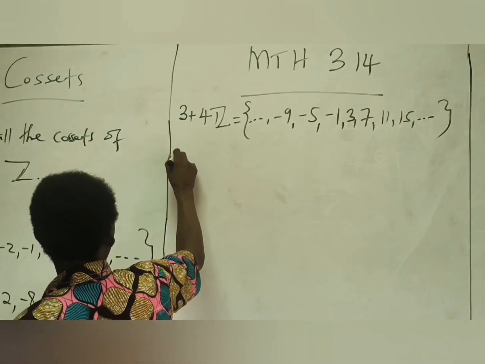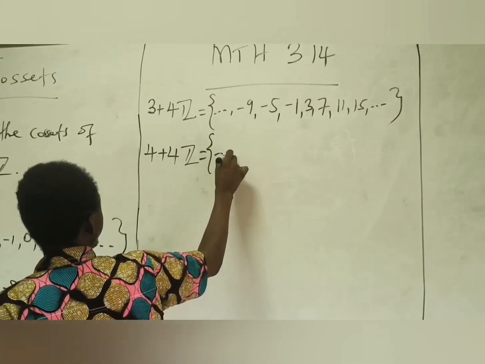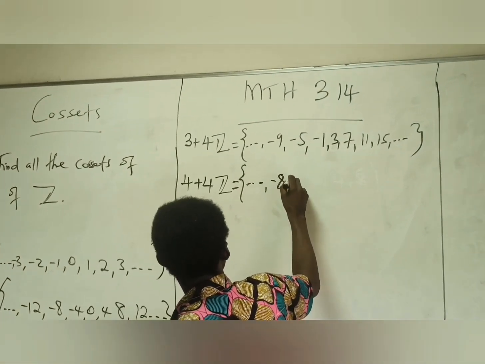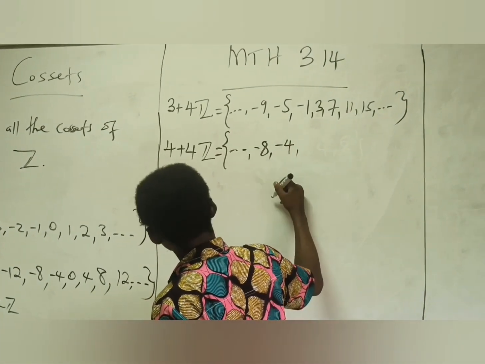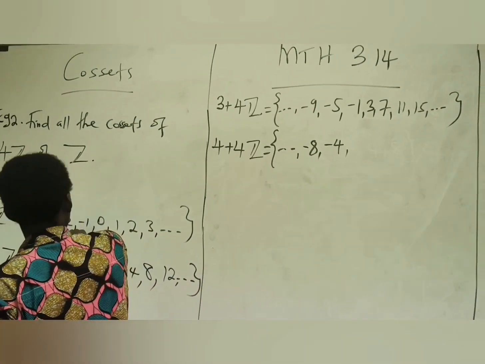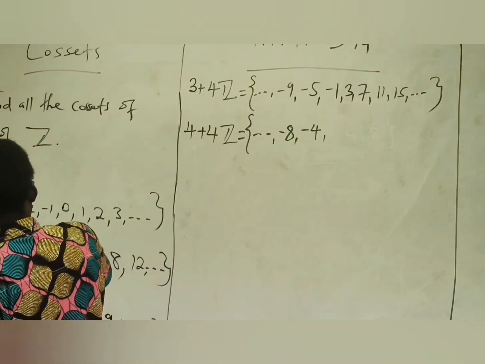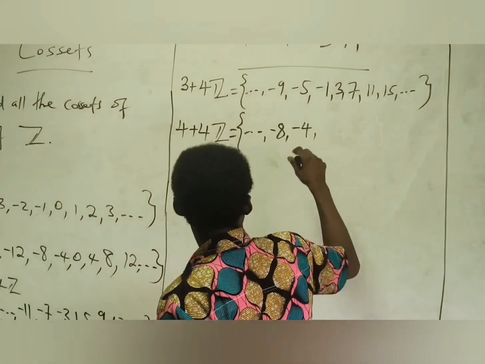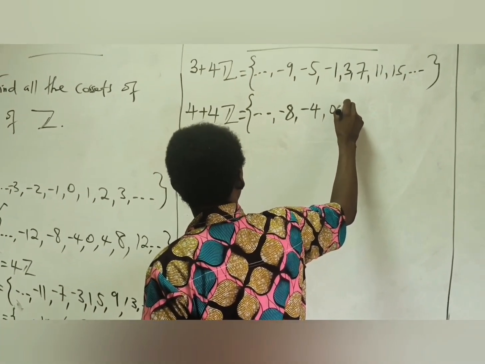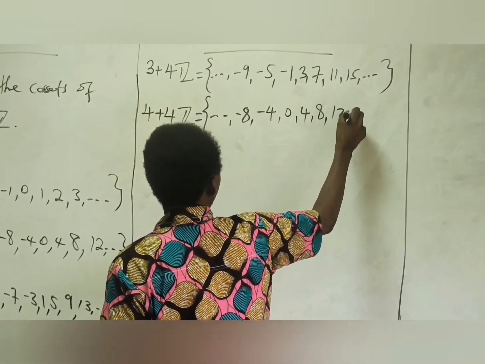If you are wrong somewhere, we will not get the answer, so take your time. 4 plus negative 8 is negative 4. I want to verify that one. And here, 0, 4, 8, 12, and 16.